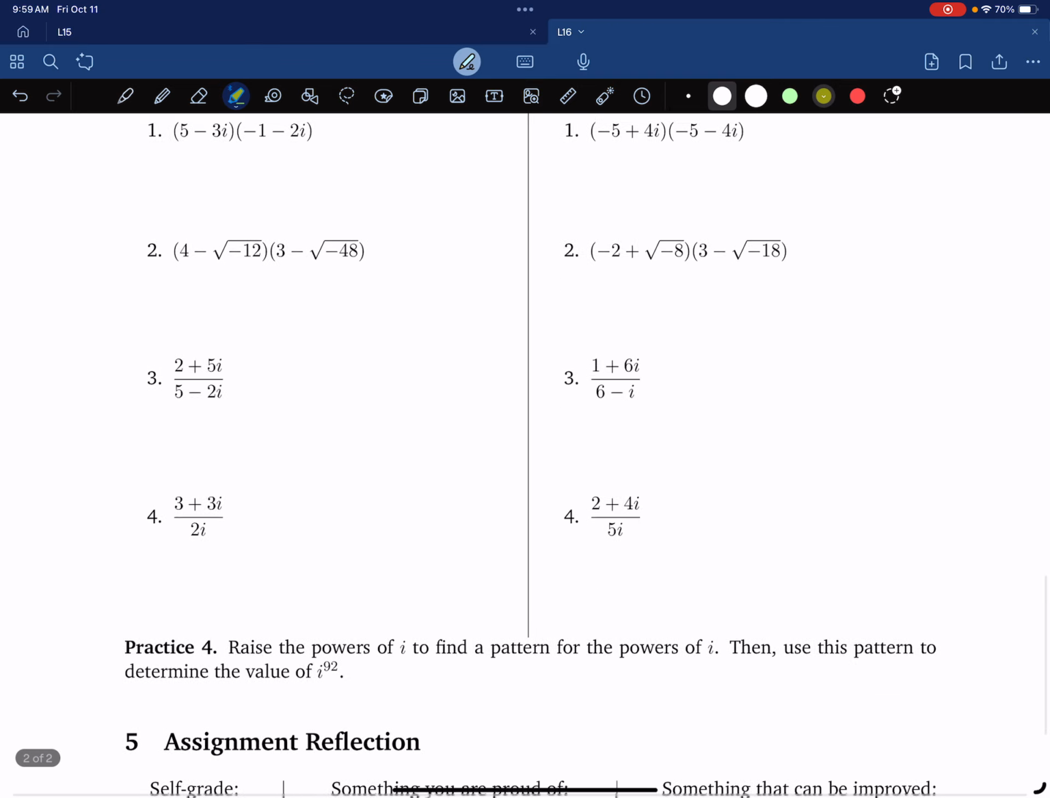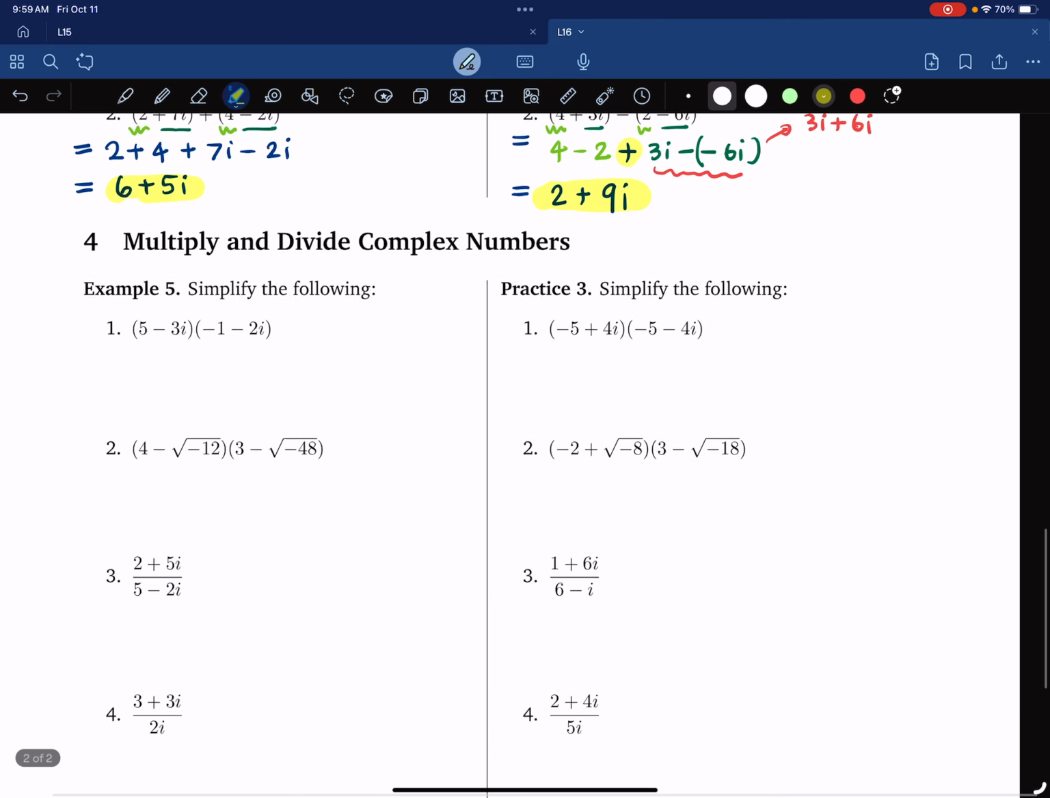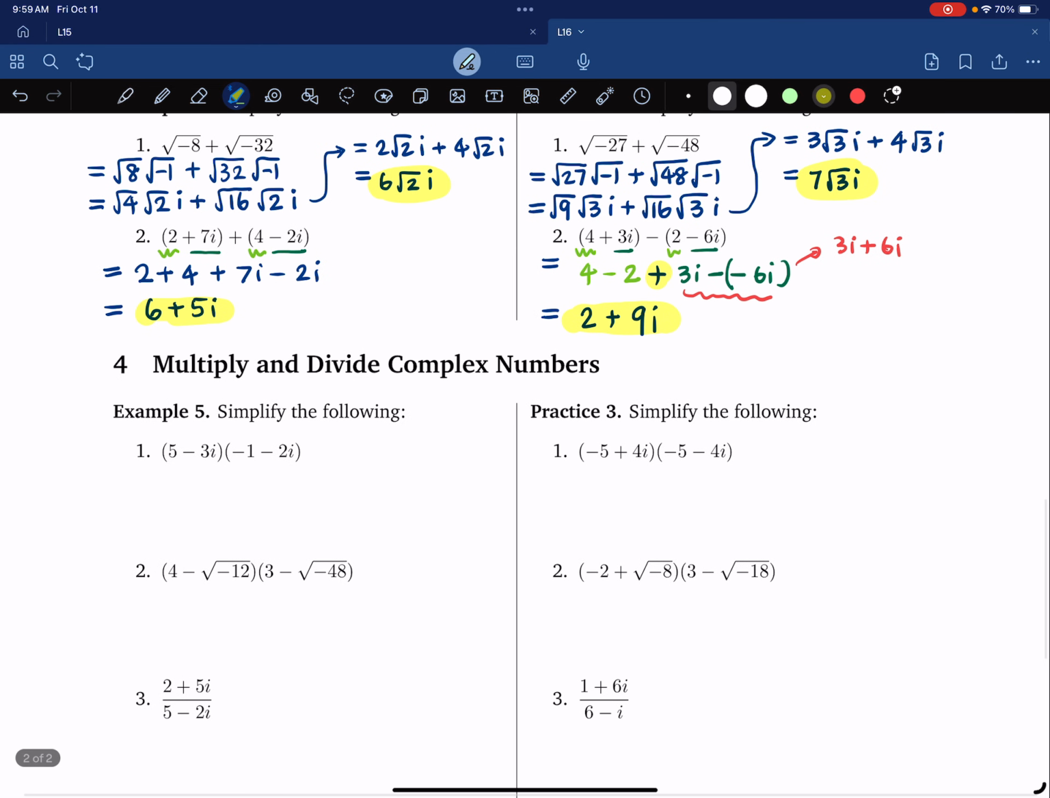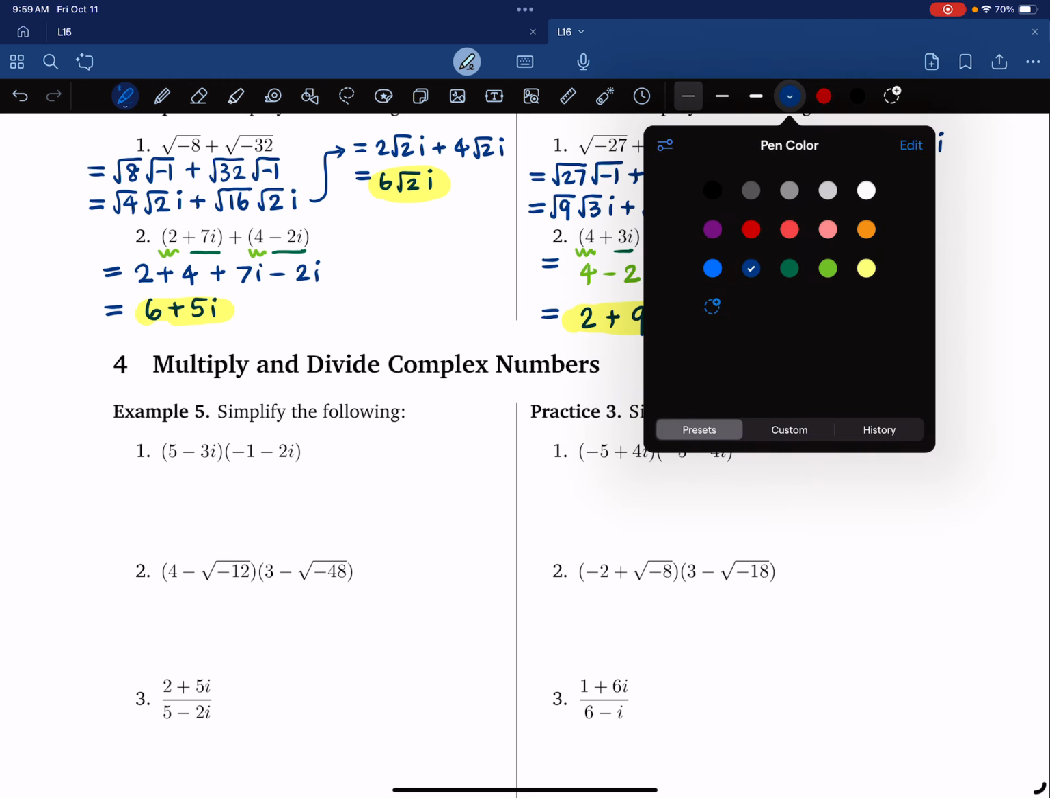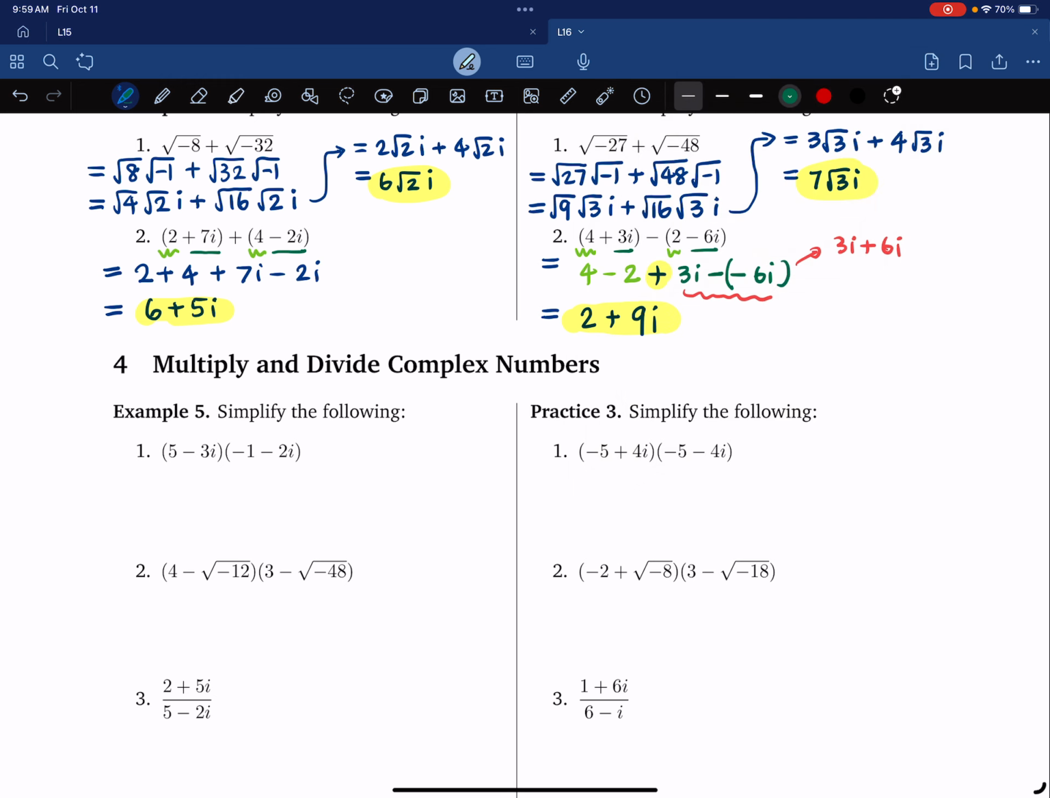Okay, last section is multiplying and dividing complex numbers. We're going to start with multiplication. For multiplication, I recommend you do the area model as well, like we did before. So I have been using area model a lot in recent videos, and I just feel like it's a good way. So first, let's do a box, right?